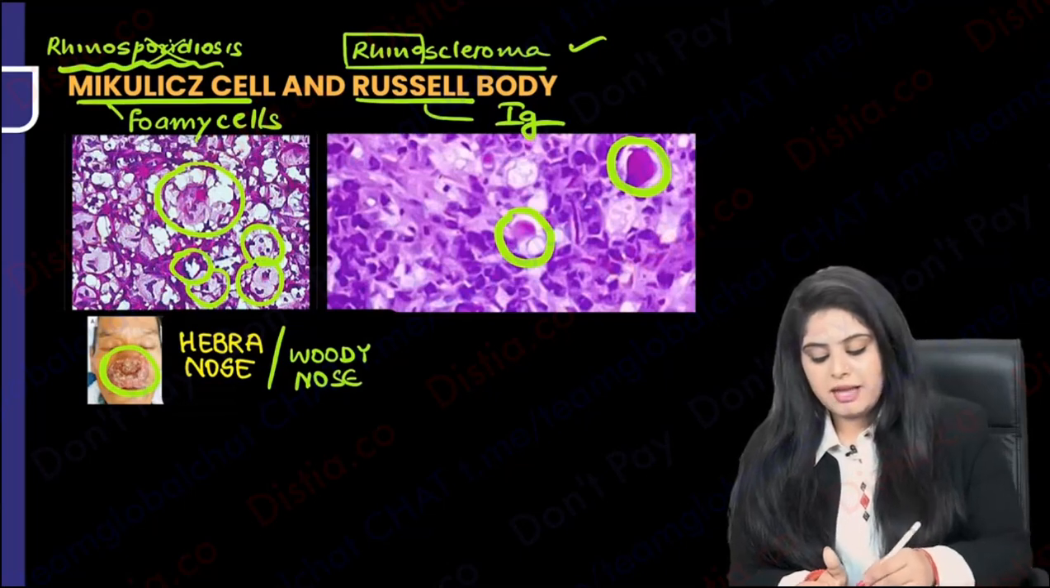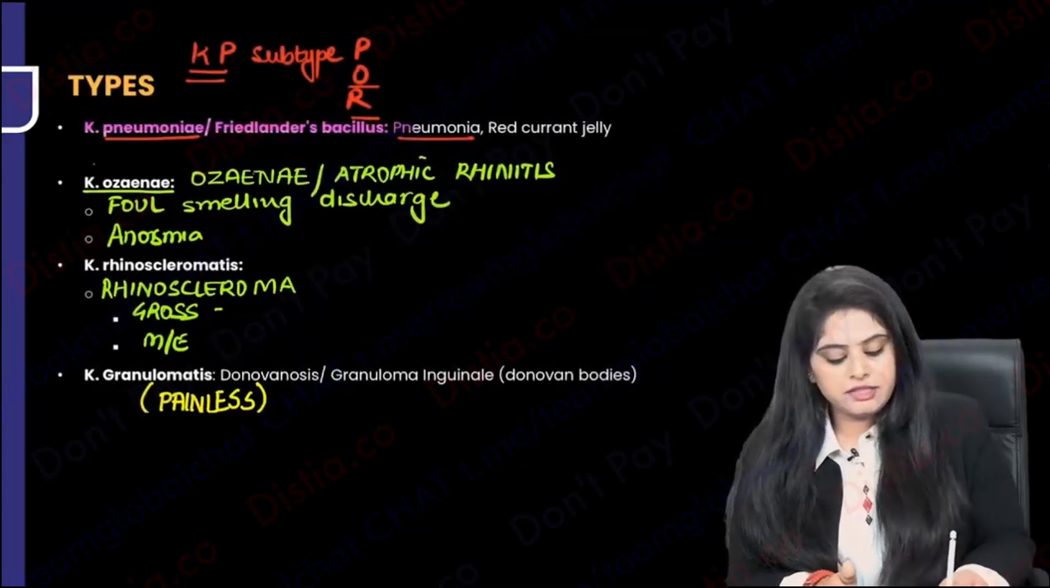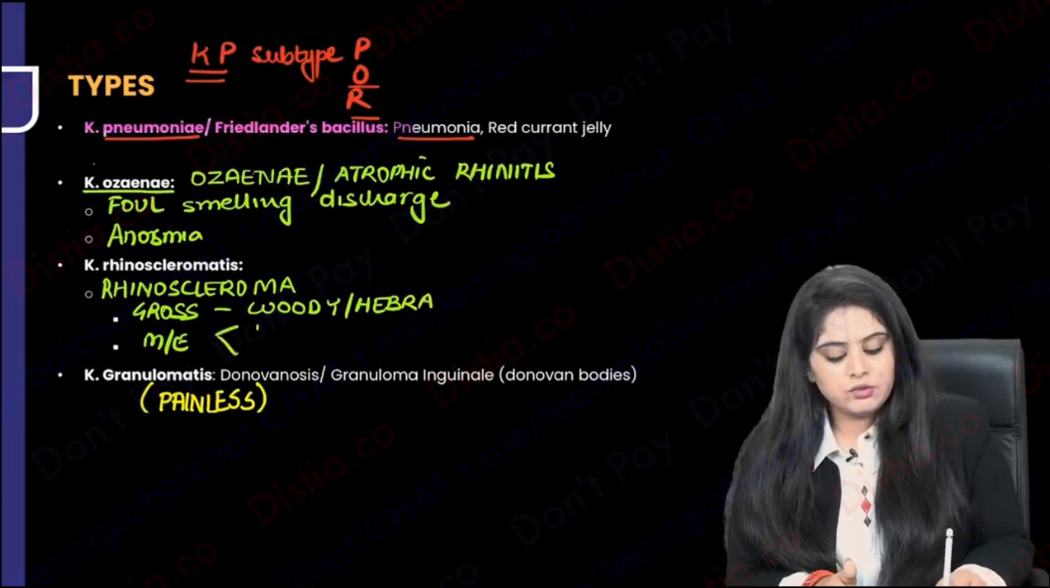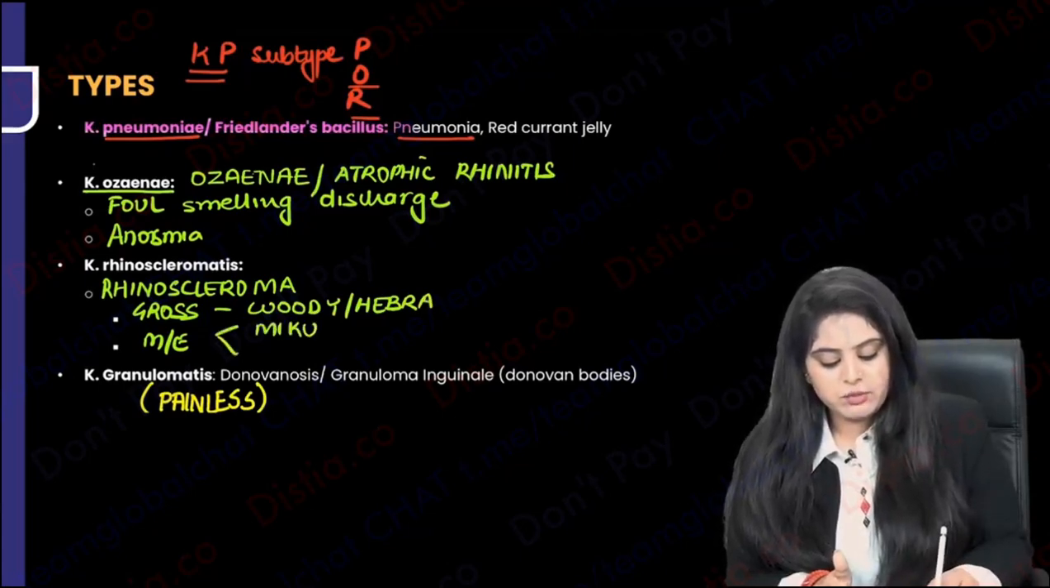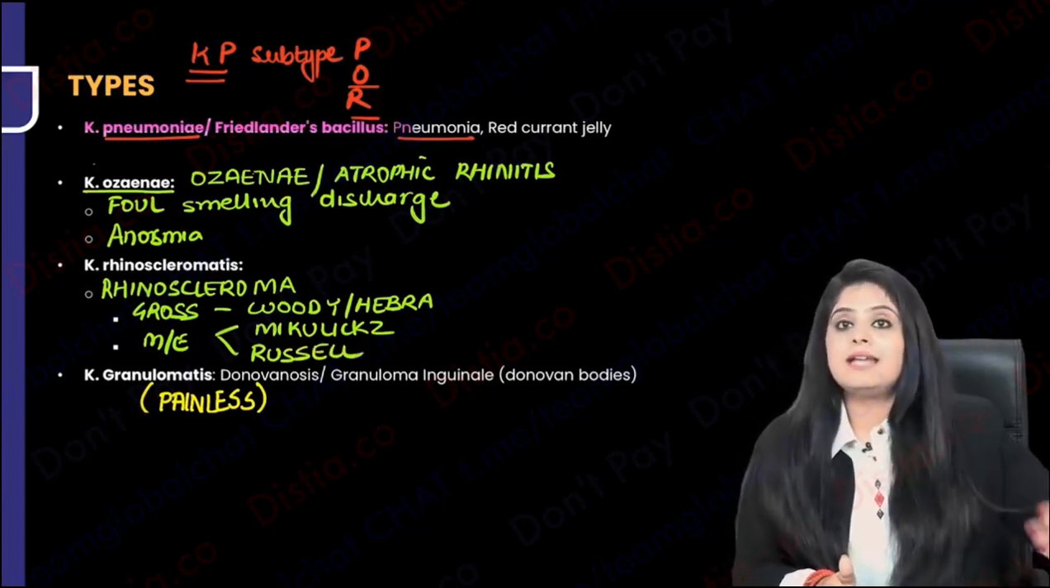So coming all the way back, now I think you all know that grossly it is going to show you either a woody nose or a Hebra nose. And next, microscopically, it shows you two things. One cell, which is very, very famous, is going to be the Mikulicz cell, and the other one is going to be the Russell bodies. Now, this was about Klebsiella pneumoniae and its subtypes.